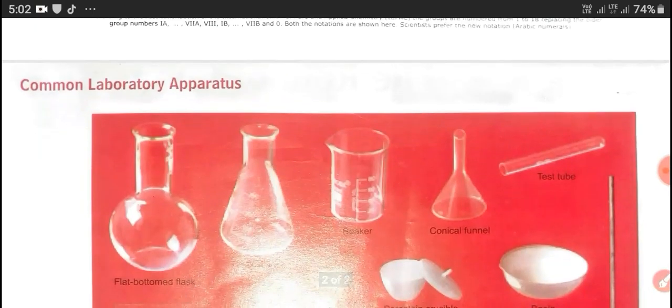But you draw these in a separate drawing sheet, at least 2 in one sheet. In the rough copy, 2 in one page. Like that you have to draw, and you write the name of the apparatus also. Okay, students, these are the 2 important diagrams which can come in unit test and half yearly. There is a chance for these 2 diagrams.